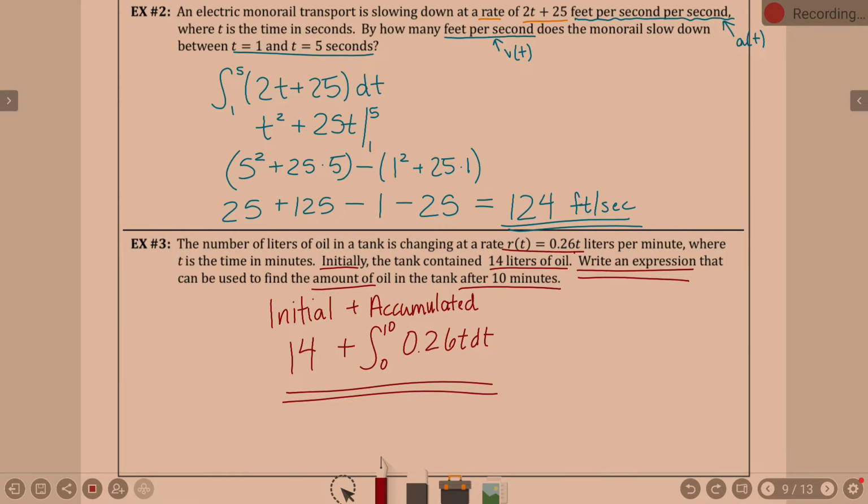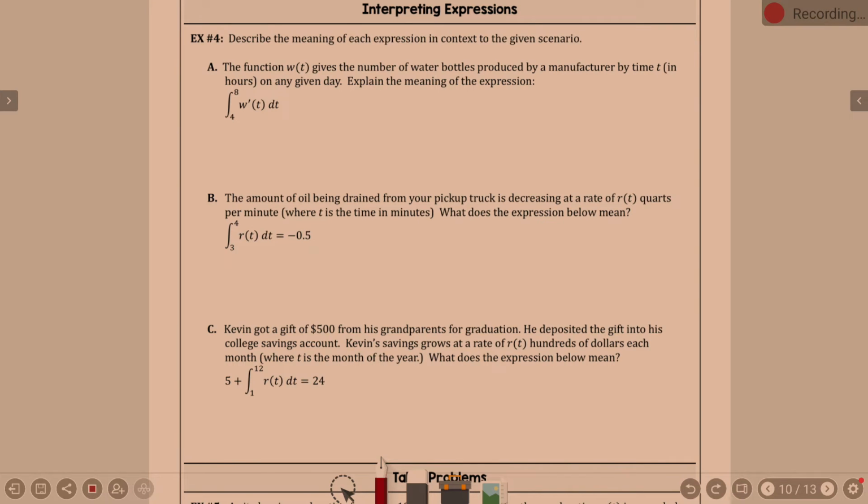4A. Describe the meaning of each expression in context to the given scenario. So we got to pull our words out. We got to pull our English skills out today.